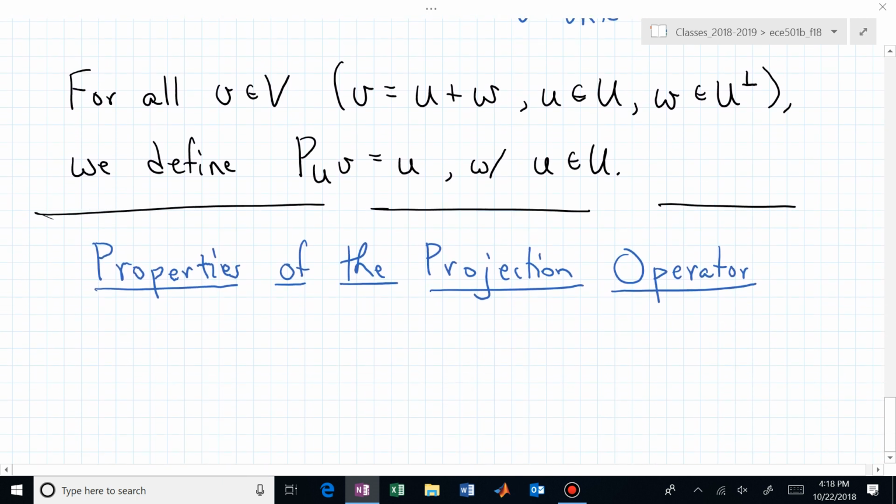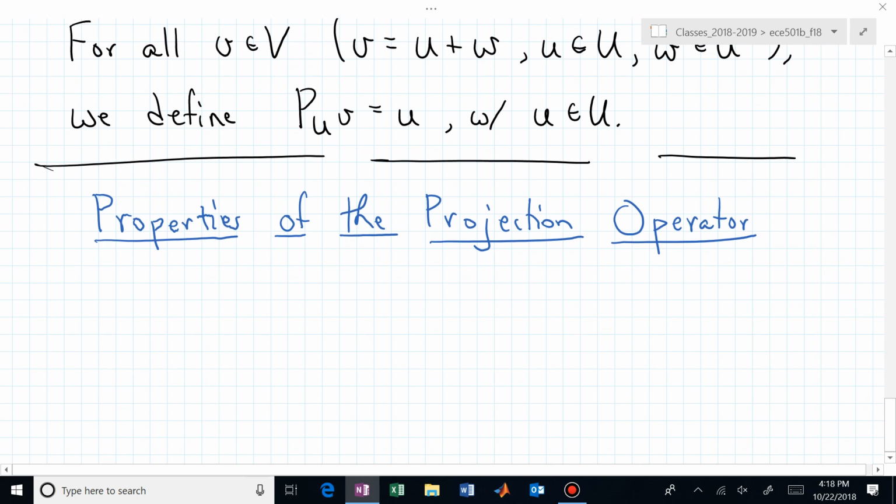What are some properties of the projection operator? And here again, this is an operator, and what's an operator? My capital U's and lowercase u's are hard maybe to distinguish, but hopefully it's clear that P, capital P sub capital U, is now a linear operator on the vector space V. So the input vector space and the output vector space are the same.